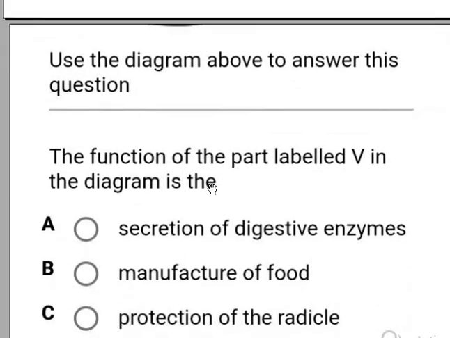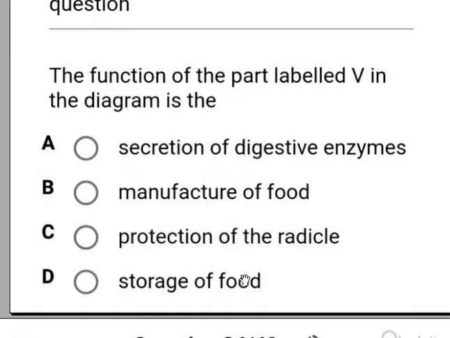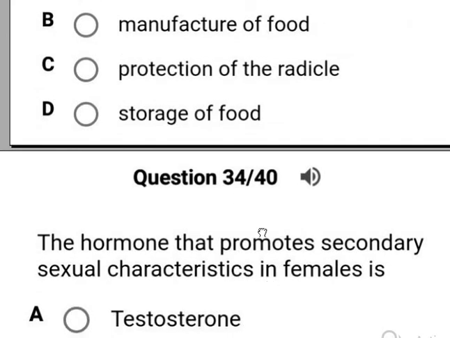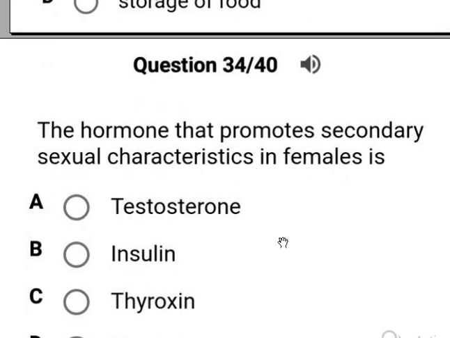Okay, so we have solved this. The function of fat level 5 in the diagram is a protection of radicals, as we explained. So the next question is 34. Question number 34 says: the hormones that promote secondary sexual characteristics in female is A.